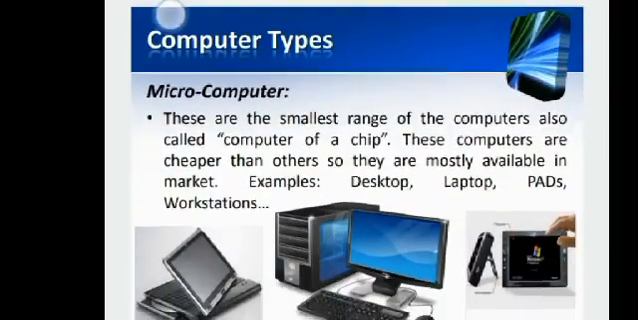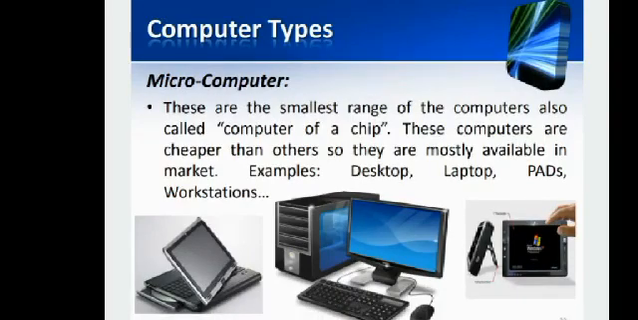Our fourth type is the microcomputers. These are the smallest range of the computers which we are using nowadays, and they are also called a computer on a chip. These computers are cheaper than others, so they are mostly available in the market. For example, desktop, laptop, pads, workstations, etc. Here are further pictures of the microcomputers which are used nowadays in the market.